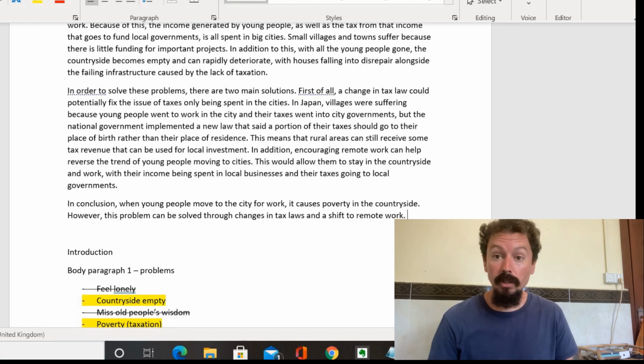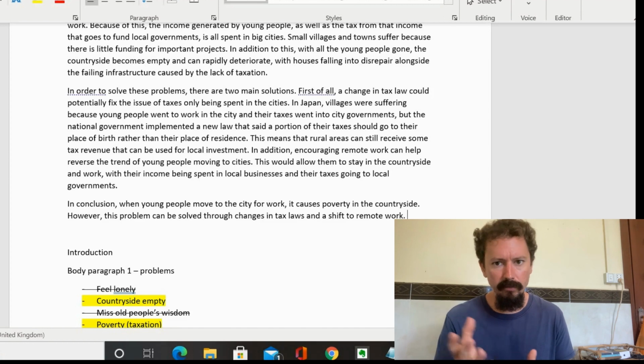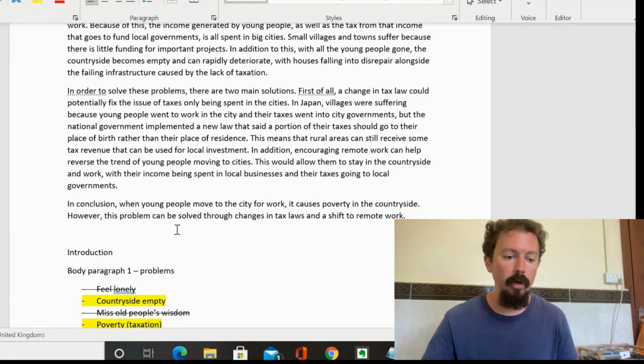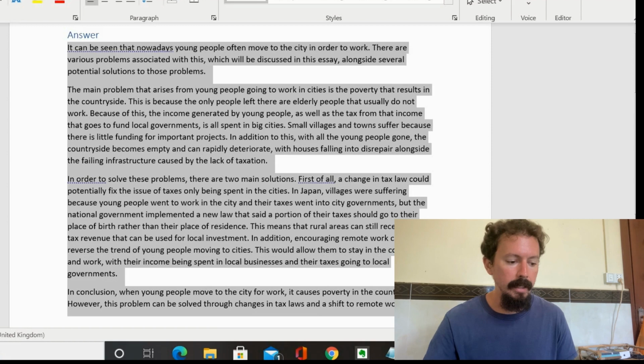For my conclusion, I'll keep it short and simple, 2 sentences. In conclusion, when young people move to the city for work, it causes poverty in the countryside. So I focused on the main issue. However, this problem can be solved through changes in tax laws and a shift to remote work. All right, so that was my answer, and it is 325 words.